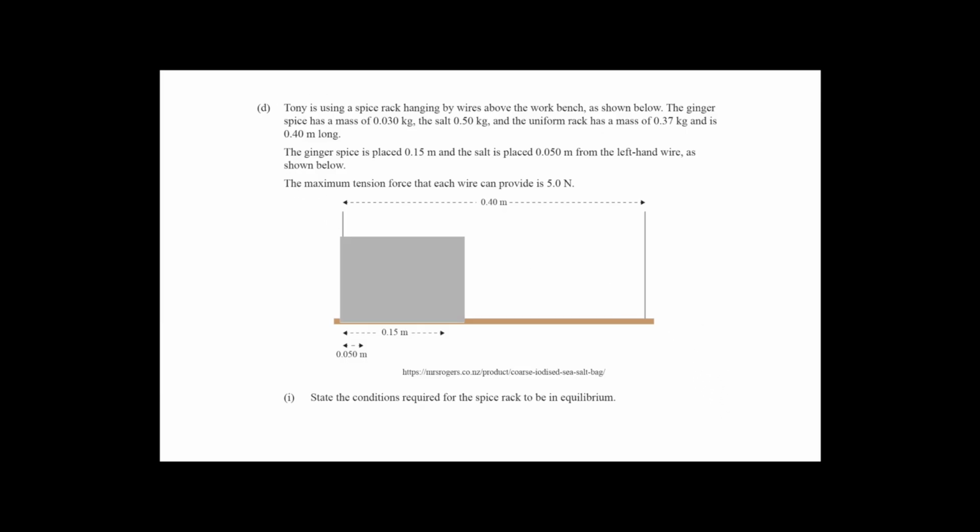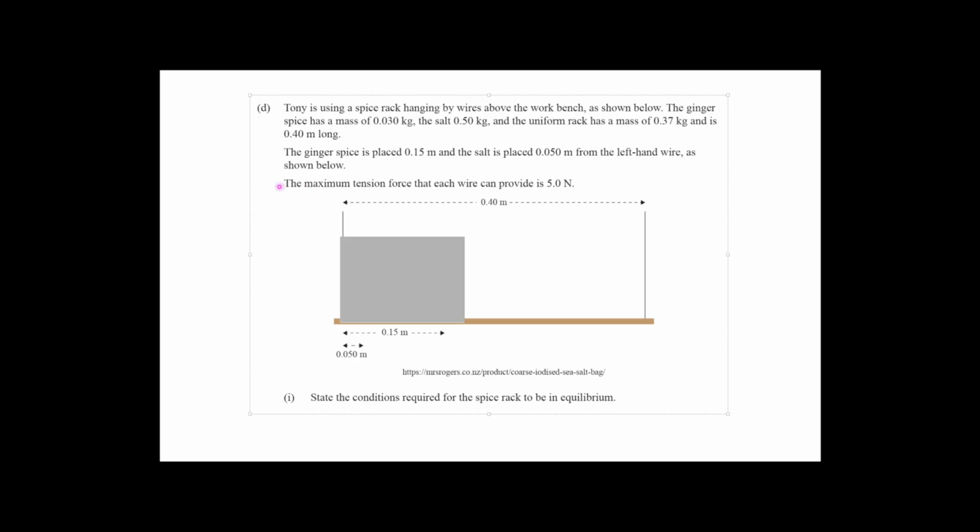All right, well, it's Tony's turn now. Tony's using a spice rack by hanging wires from above the workbench. As shown below, the ginger spice is 0.03 kilograms, the salt 0.5 kilograms. The uniform rack has a mass of 0.37 kilograms and is 0.4 meters long. The ginger spice is placed 0.15 meters, and the salt is placed 0.5 meters. So I guess that's there and this is there.